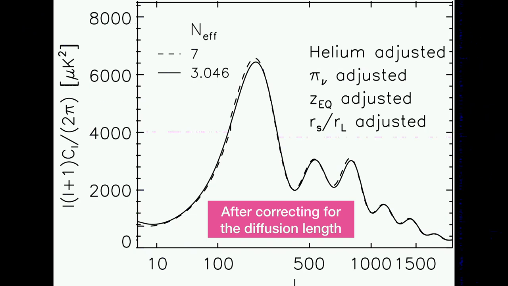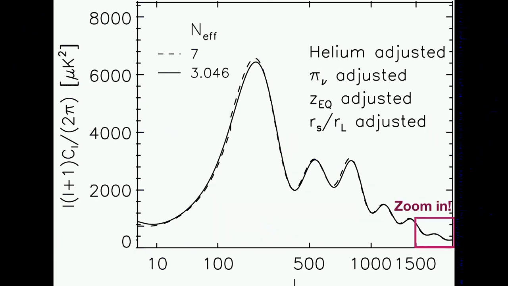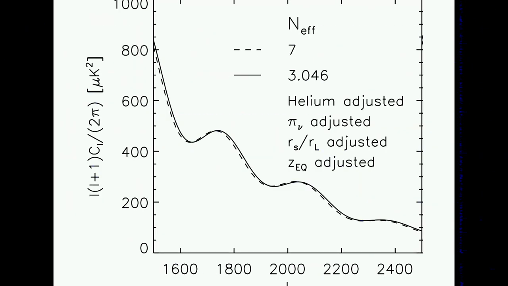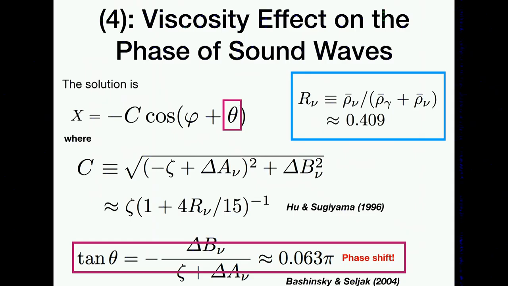But you know, they don't quite match up. You see that? Zoom in here. There's a phase shift. After correcting all of this, there remains a phase shift. Cosine and sine are mixed due to the neutrino stress affecting Einstein's equation, thereby changing the gravitational potentials. That creates the phase shift.